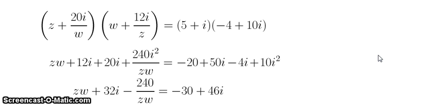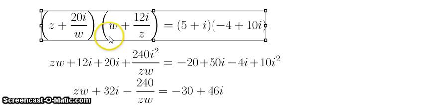And what's kind of cool about that is when you do the multiplication, and you have to remember either the FOIL method or more generally how to multiply sums together like this, most of the terms actually, the variables cancel. You get a ZW term when you multiply the Z of the first term times the W of the second term. But then when you multiply the 20i over W by W, the W's go away. And when you multiply the 12i over Z by Z, the Z's go away. You're left with 12i. And then the last term on that side is 240i squared over ZW.